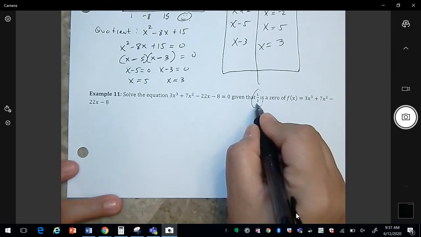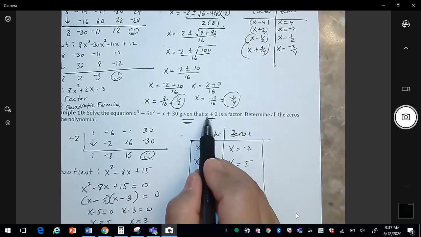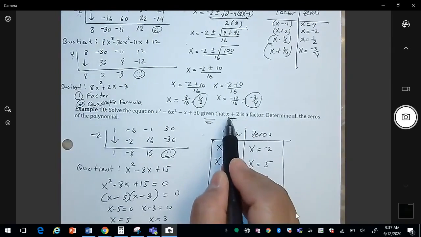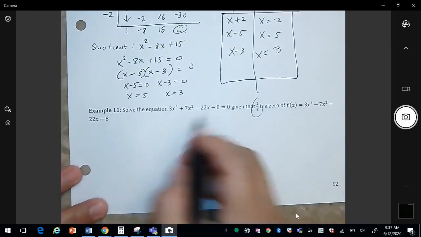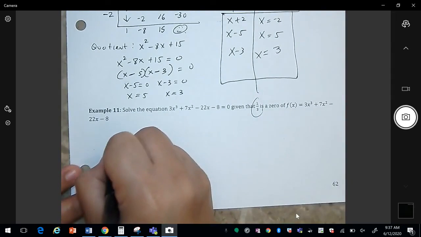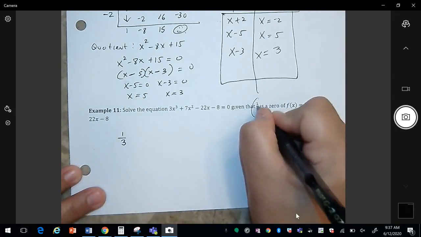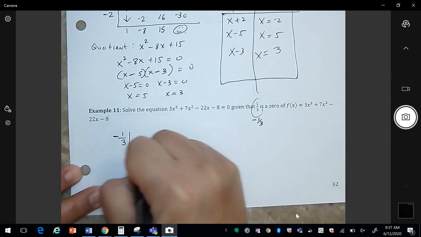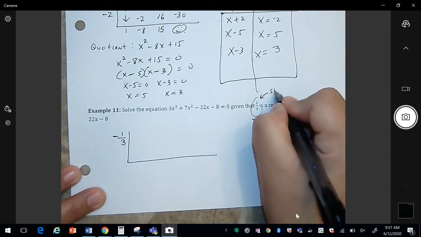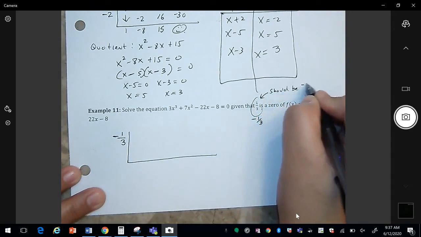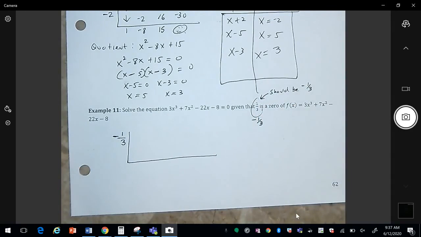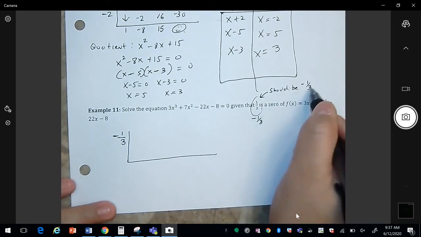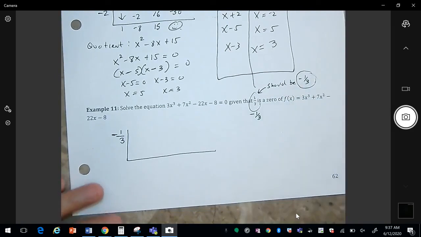So here I don't use the opposite sign because it's not written as x plus a number. When it has x plus a number, I use the opposite. Here they just tell me that 1/3 is a 0. So I would have to write 1/3. And actually there is a mistake here. This should say negative 1/3. So let me go ahead and change it. Again, this should be negative 1/3. If you do it with a positive 1/3, then it's not going to be a 0. So I'm just correcting that. Originally, it should have said negative 1/3.